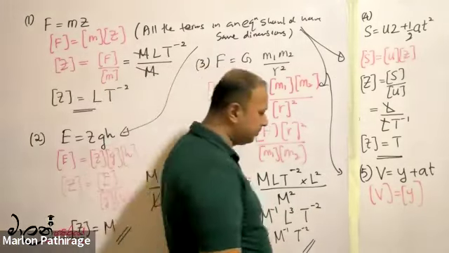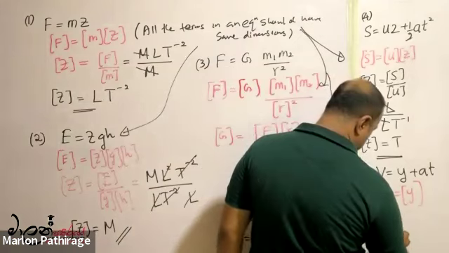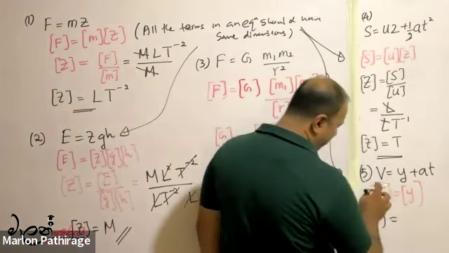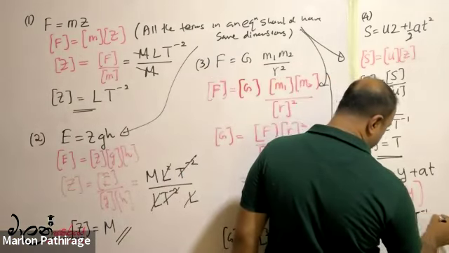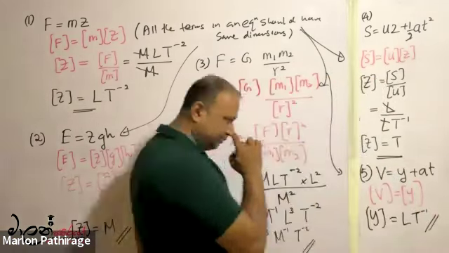Therefore, the dimension of u should be the dimension of velocity. It means velocity. Therefore, it should be equal to LT minus 1.